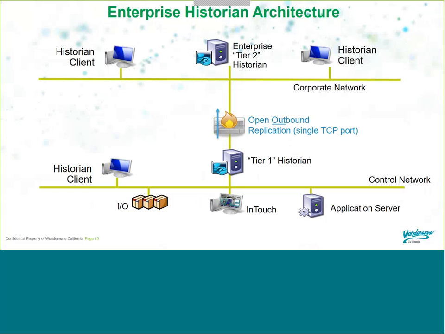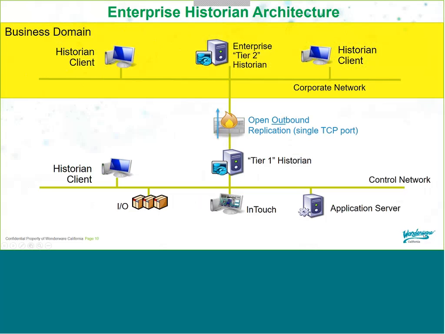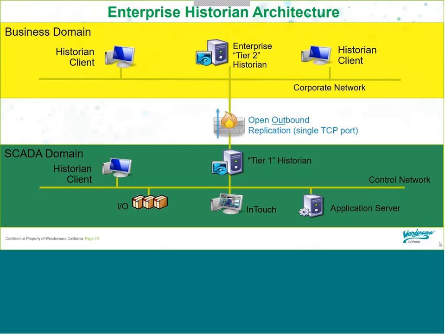Here's an example of an enterprise historian architecture. So the first question you probably have looking at this model is, what does it mean? Well, this model shows 2 separate domains here, a business and a SCADA network. So you have a one-way arrow here in the middle showing that the communication is pushed to the business domain and not being pulled. The process makes sure that storage is completely independent of retrieval.